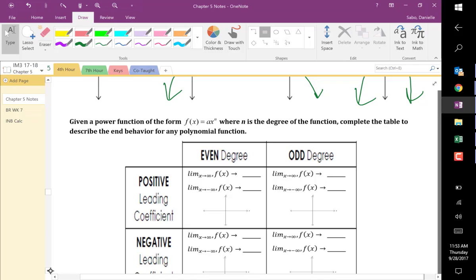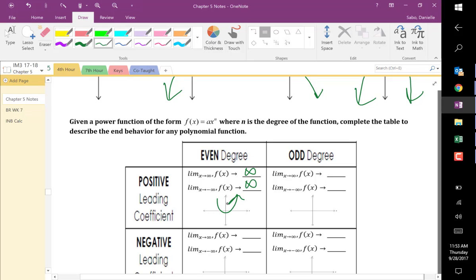Listen. We just talked about this pattern, right above. If I have an even degree, and you don't have to circle, I'm just showing you, an even degree and it's positive. Even means what direction? Same or opposite? Oh, no, it's the same. And if it's positive, it's going up, right? Yeah. So we're going to be at positive infinities.